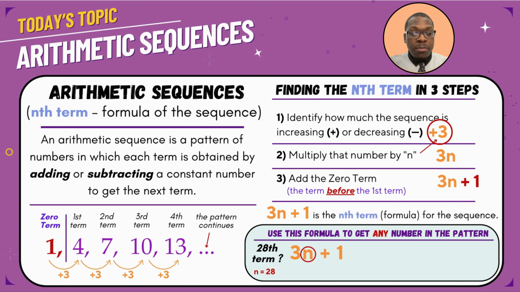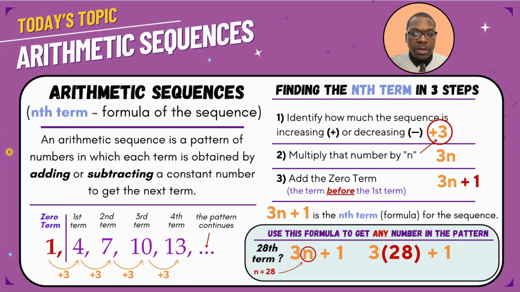So we're going to replace the letter n with the number 28, whatever number we happen to be looking for. In this case, we're looking for 28. So we will replace n with 28. If we are looking for the 100th term, we will replace n with 100. Whatever number you're looking for, just replace the letter n with that number. So in our case, since we're looking for the 28th number, we'll replace the n with 28.